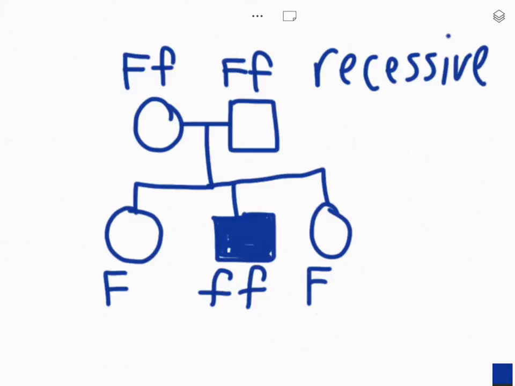Now, if both parents are big F, little f, and we have these 2 daughters, we know the 2 daughters have big Fs. We don't know if their second letter, though, is a big F or a little f. We won't know that until we see any offspring or if we do some genetic tests.